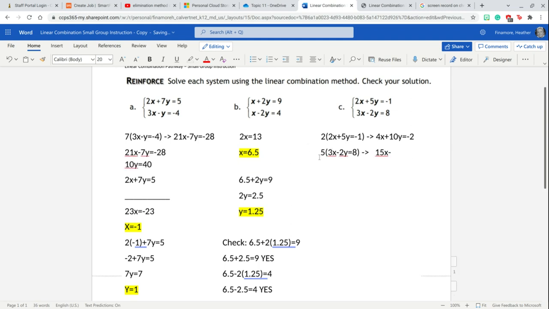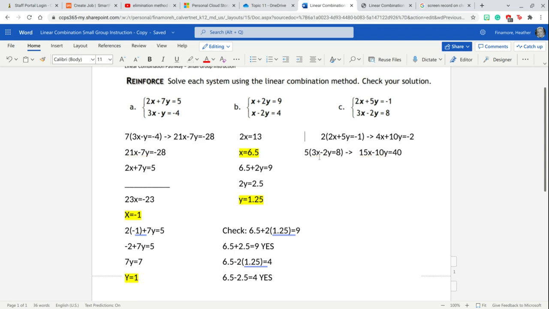Oh, darn. That's okay. Just back both those up a little bit, and then there. Alright, so now we can see that we have 4x and 15x, so that's not going to go away. But 10y and negative 10y, we have made zero pairs. Excellent. So when I add these up, which I can draw that line if it makes you feel better, just so you can see that we are adding those together. So 4x plus 15x gives me 19x. The 10y and the negative 10y give us 0. And the negative 2 plus 40 is going to give us 38.